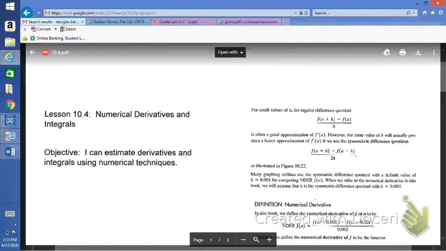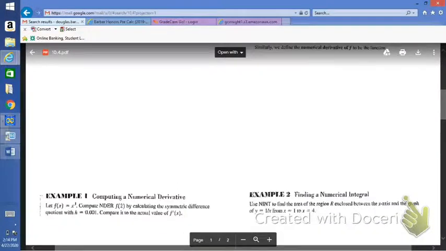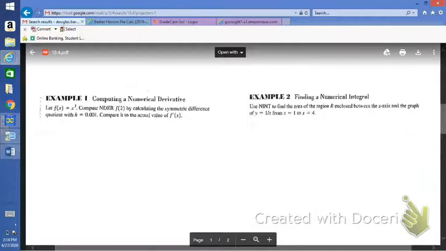Alright guys, 10.4. Here we're going to be talking about essentially finding derivatives and integrals using your graphing calculator. So we're going to make things a little bit easier for you in this section. What I want to start with first is example 1. So we're going to find the derivative. We're going to do this one by hand and then check it with the graphing calculator. So we're going to change this a little bit to make it a little bit easier to understand.